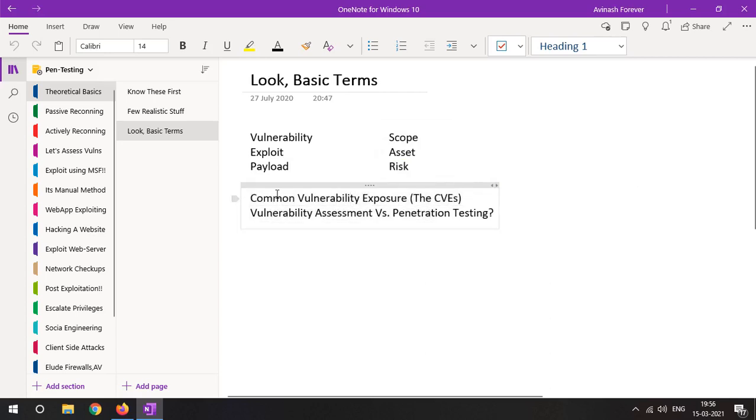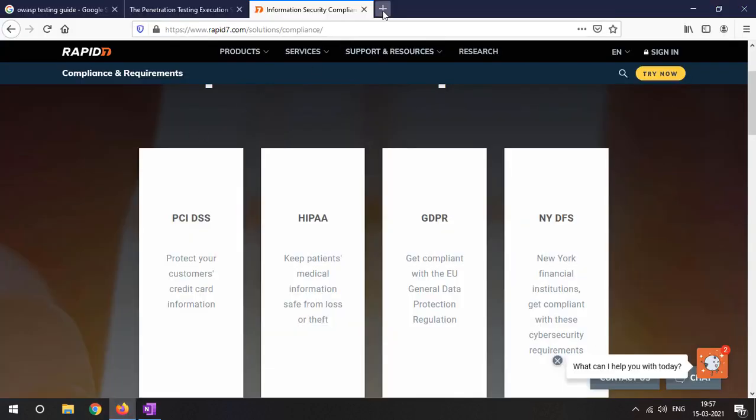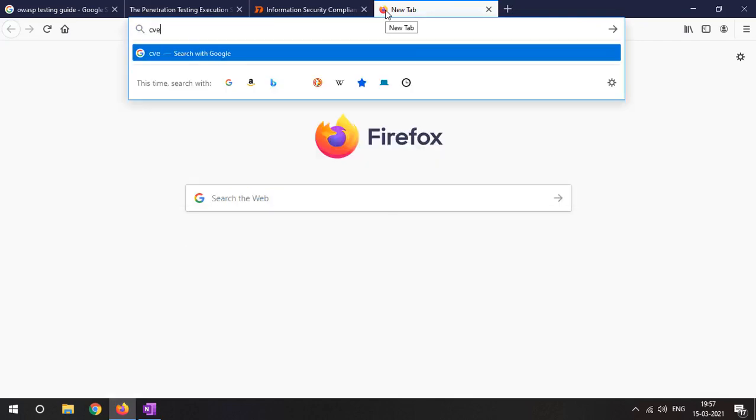Then you have common vulnerability exposure, which is basically the CVE in short form. Whenever security researchers identify a new type of vulnerability and they report it, the vulnerability is assigned a CVE. So we just tag a CVE number to the vulnerability for its specific reference, so that whenever we need to talk about that specific vulnerability, we can ask someone to refer to the particular CVE of that particular vulnerability. I hope that makes sense.